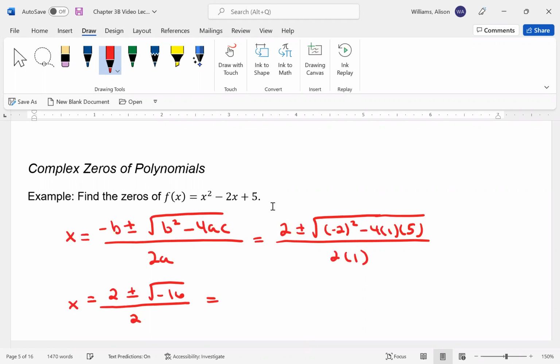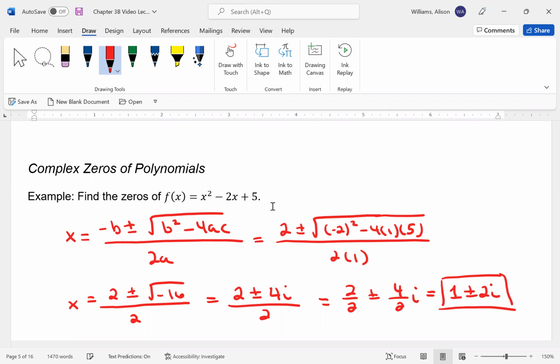But now we can take the square root of a negative number. We'll use an imaginary number. So the square root of negative 1 is i, but the square root of 16 is 4. So that's going to give me 4i over 2. I'll go ahead and break that up and divide both terms by 2. And that leaves me with 1 plus or minus 2i. So that's how we would find the zeros, and they happen to be complex.